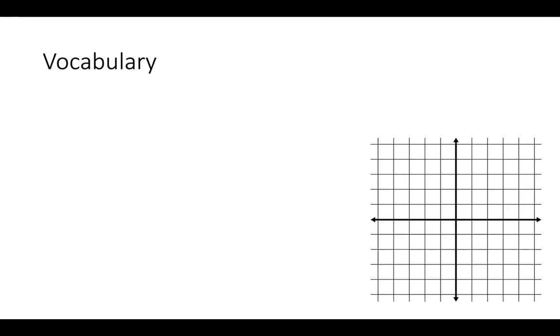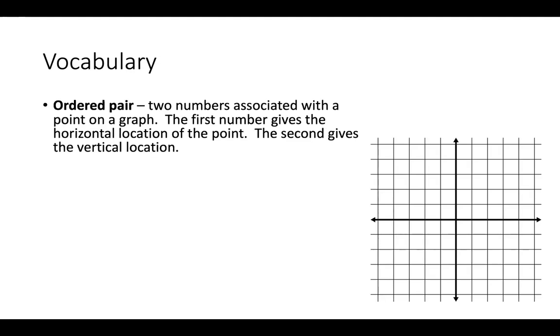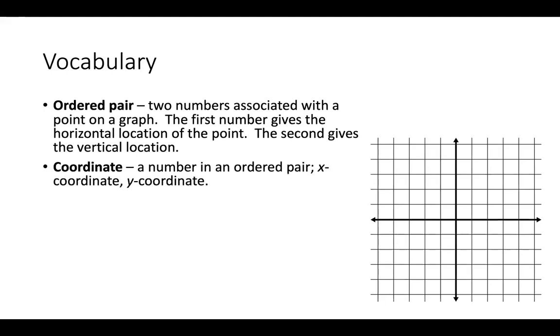All right, so we start a new chapter, as we often do, with some vocabulary. When we talk about an ordered pair, we're talking about two numbers associated with a point on a graph. The first number gives the horizontal location of the point. The second gives the vertical location. A coordinate is a number in an ordered pair. We usually have an x coordinate and a y coordinate.